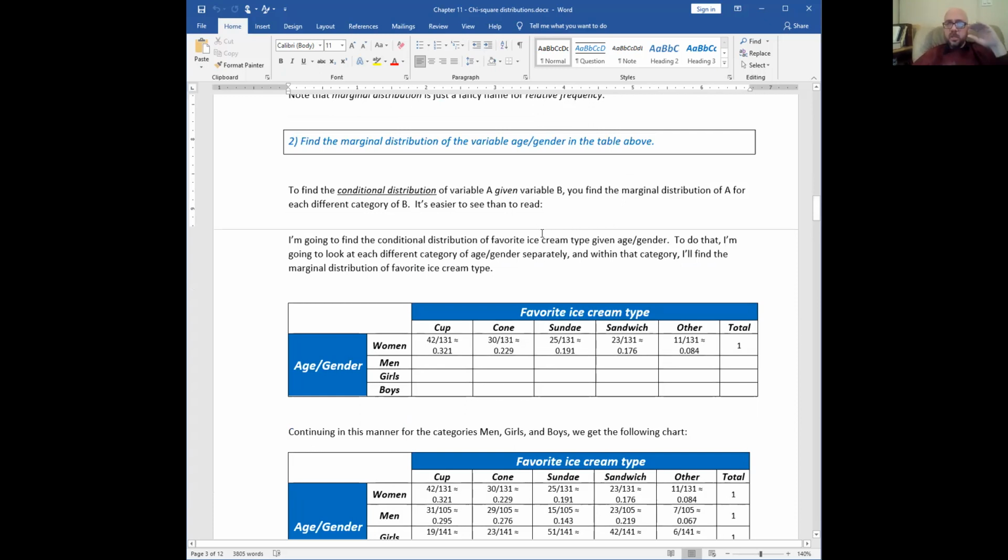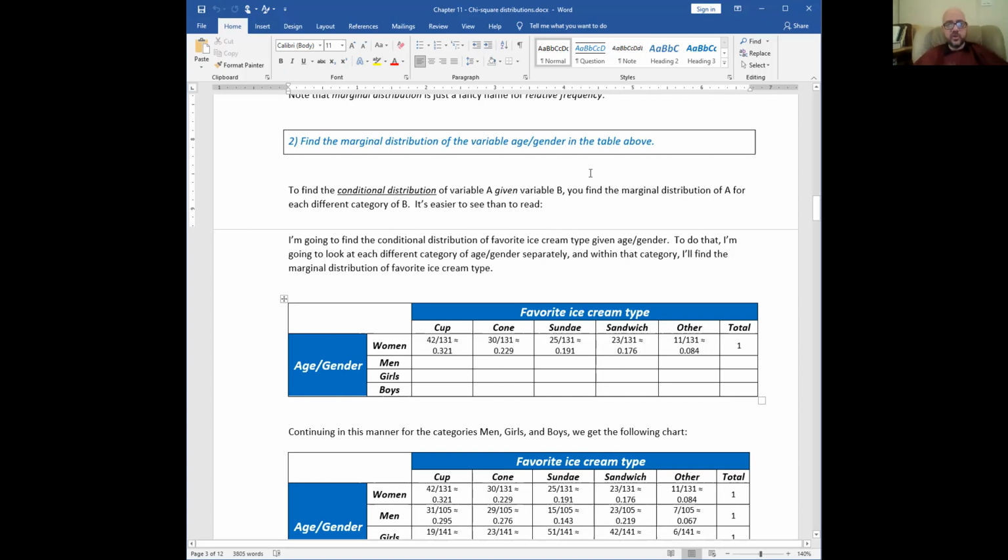What you do is you fix one variable, and then you find the marginal distribution within a category of that variable. So I'm going to fix age and gender, and then within each category of age and gender, I'm going to find the marginal distribution of favorite ice cream type. So I would read this as the conditional distribution of favorite ice cream type given age gender.